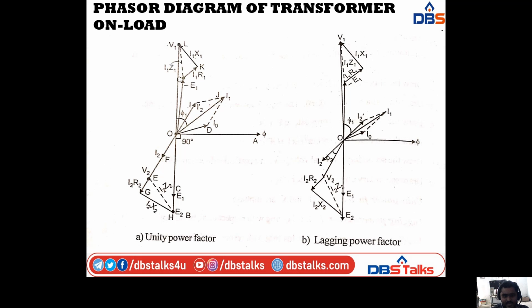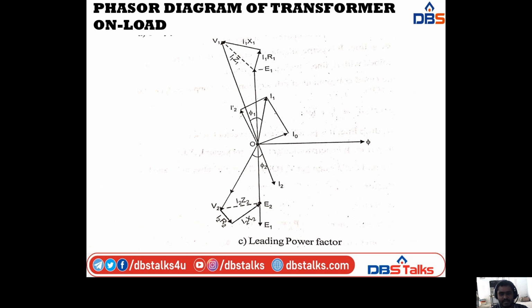So this line, I2R2, is EG in all the cases, and the I2X2 drop is indicated with the GH line in all three cases. I2R2 is EG and I2X2 drop is GH in all the three cases. All three cases are the same.